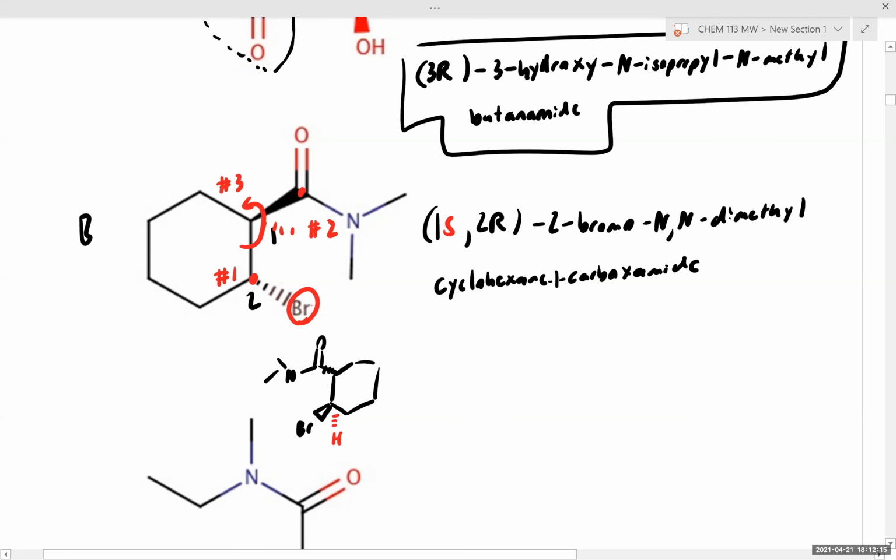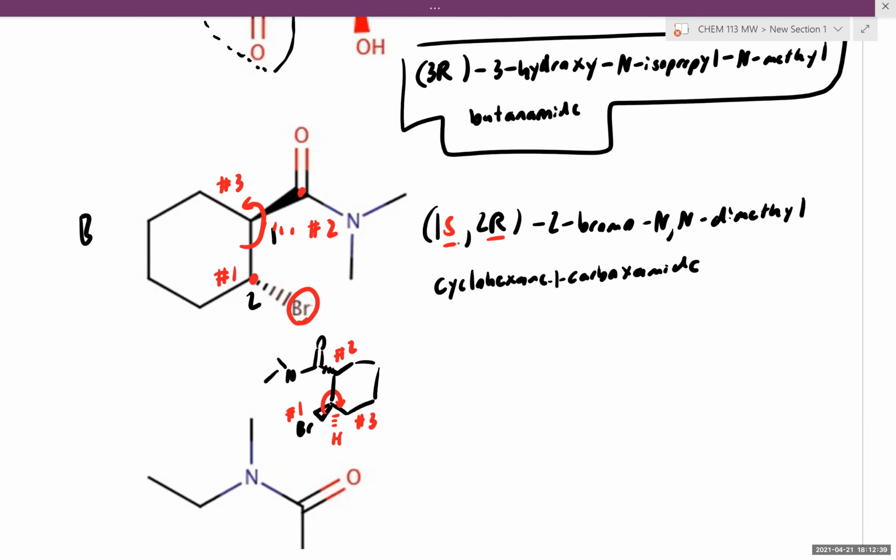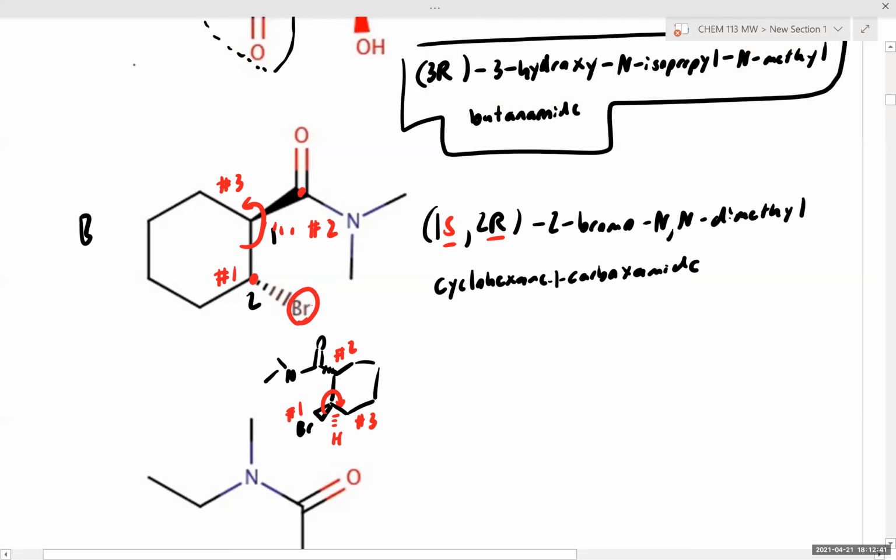To provide justification for our second stereochemical assignment, bromine is priority 1, the amide side chain is priority 2, and the alkyl side chain is priority 3. That gives us a 1S, 2R configuration. Does that make sense to everyone? Does this example make sense? Any questions on structure B's naming convention?